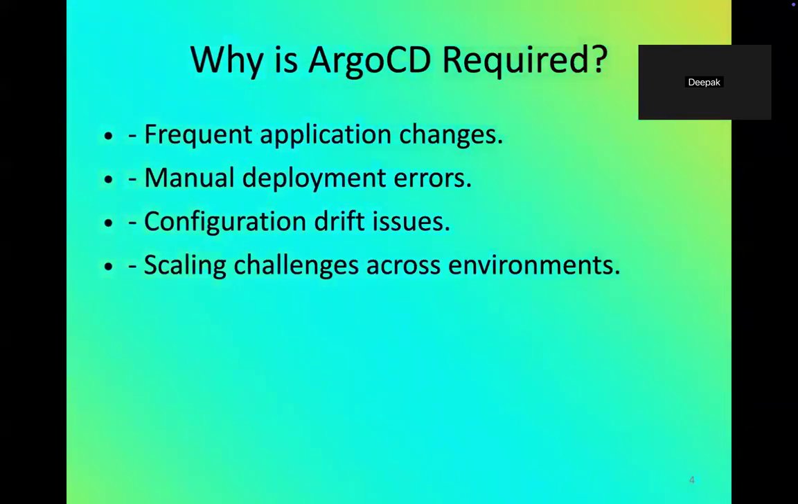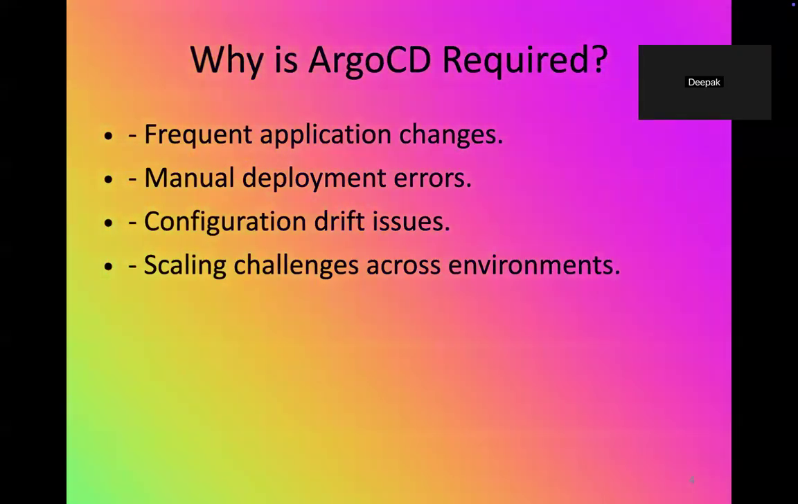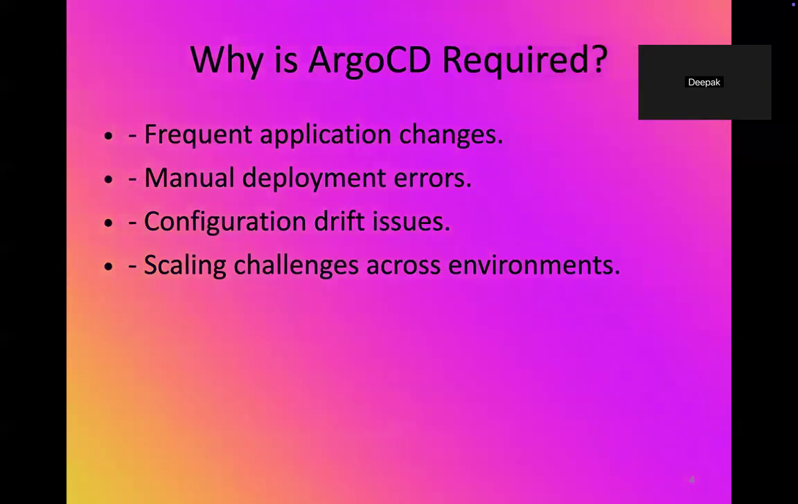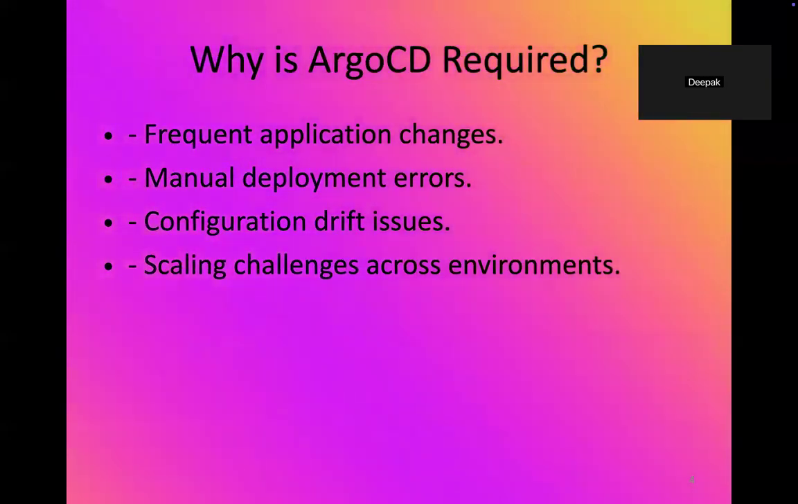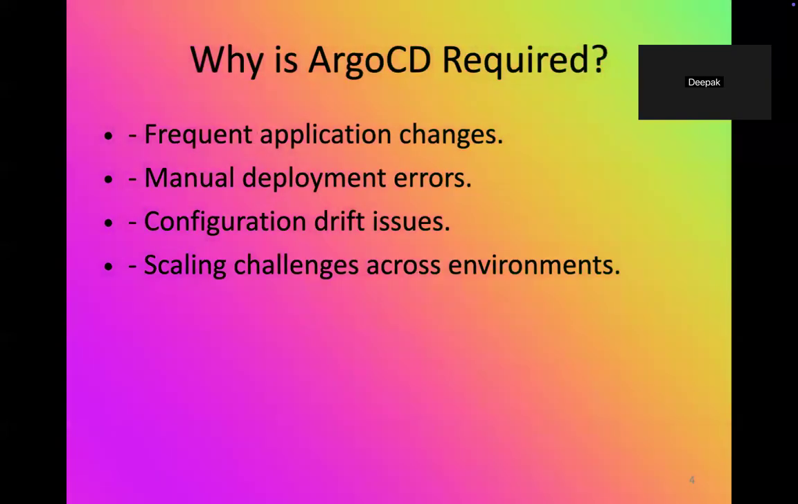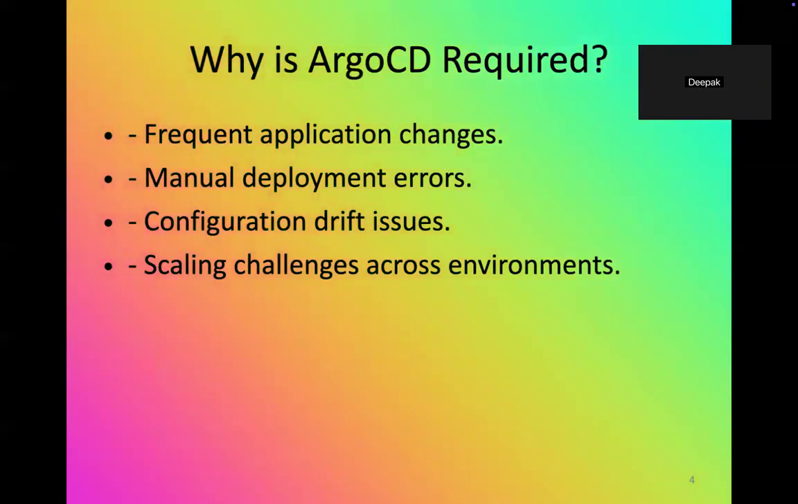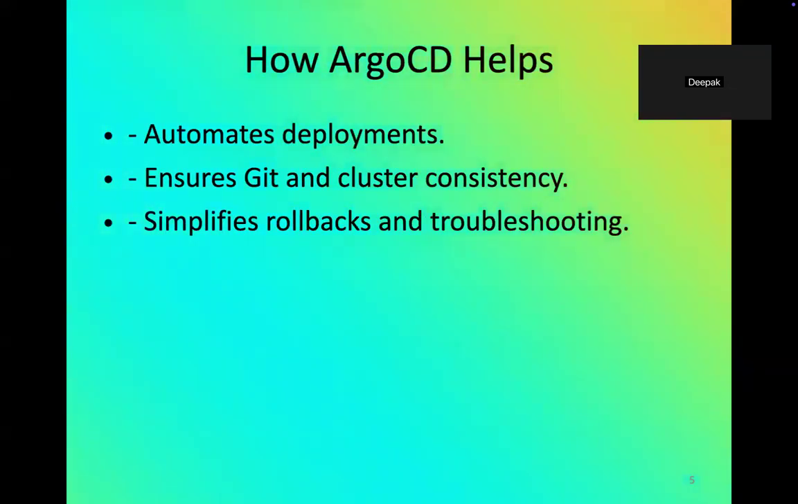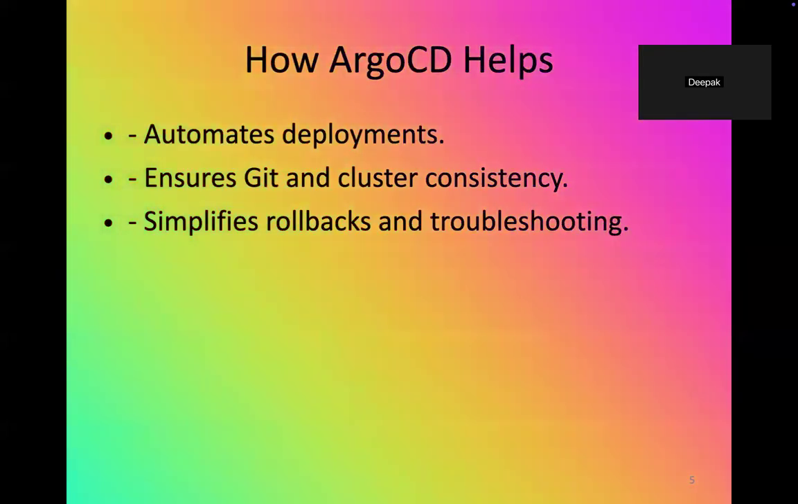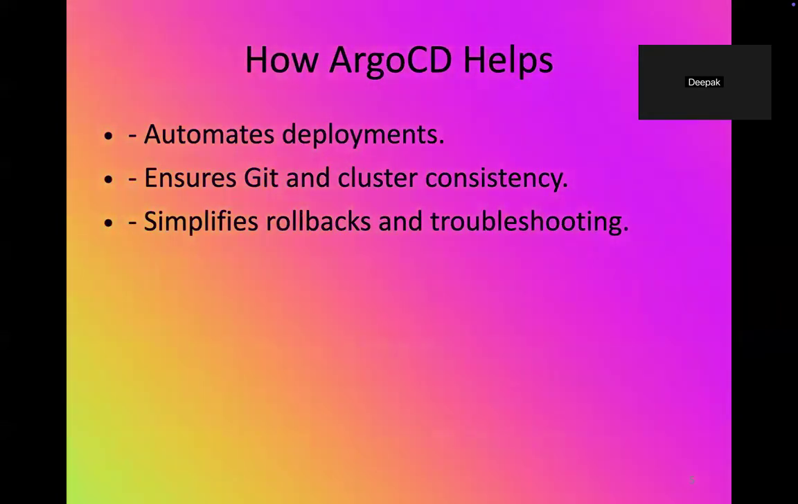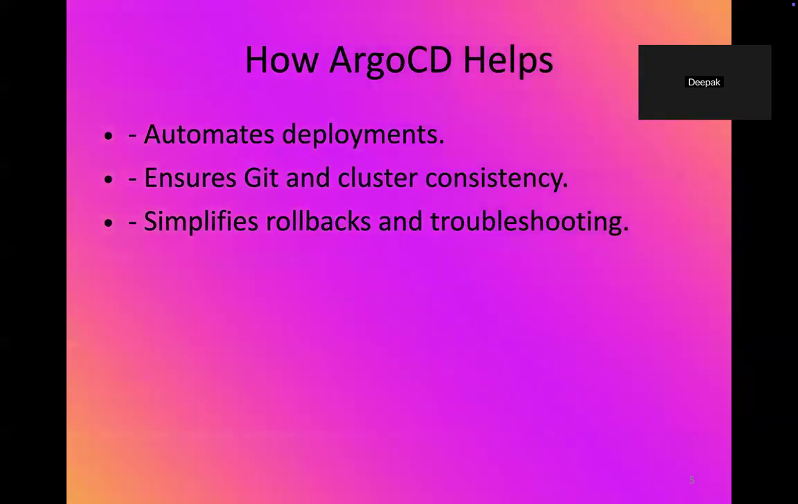So now you want to deploy on multiple environments, on multiple clusters. Again, you need to go to each cluster, connect to it, all those things. A lot of things you need to do. So in spite of that, you just go to one UI, Argo CD, select the cluster, select the source, select the destination, and apply it. So how does Argo CD help? It automates deployment, ensures Git and clusters are consistent, and simplifies rollback and troubleshooting.